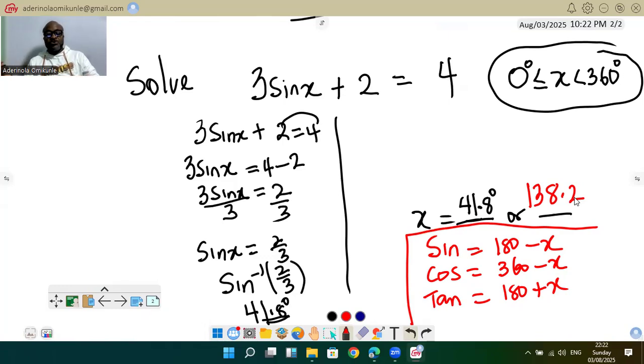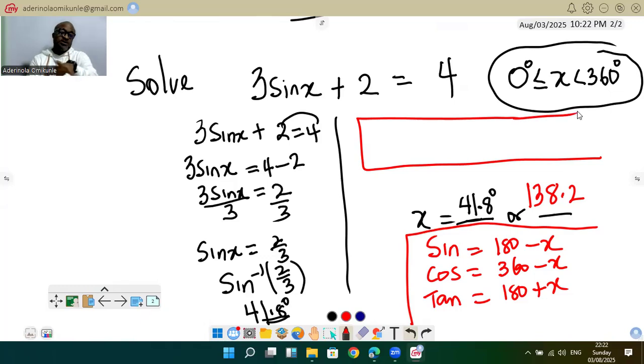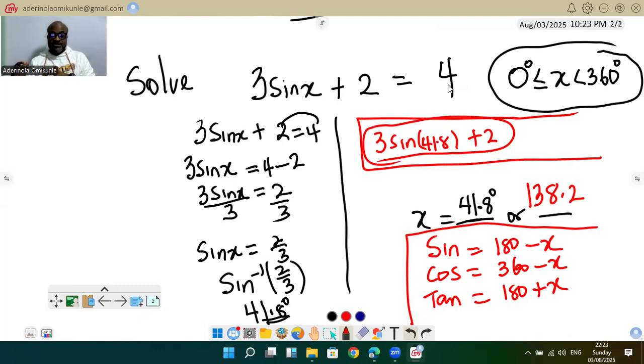So the question will be, how do you check if you're correct? All you have to do to check if you're correct is come to the initial equation with your calculator again, since it's a calculator question, and replace your angles. 3 sine, so start with 41.8, right? Plus 2. If you put this in your calculator and it gives you 4, it automatically means what you got is correct. You do the same thing for the second one. You also do 3 sine 138.2 plus 2. Put it in your calculator also. Then if it gives you 4, it obviously means you got it right.